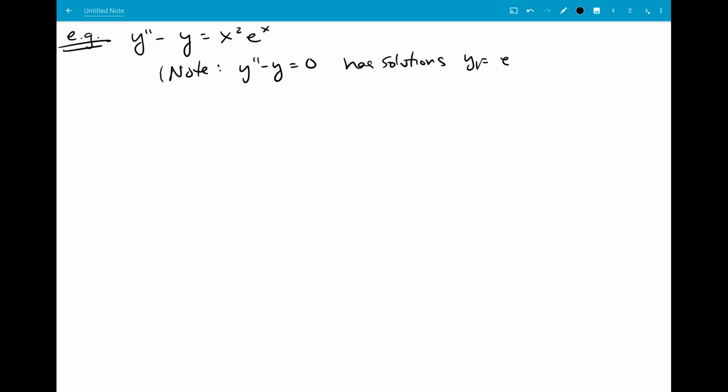So we're just going to practice this with a couple examples. We're going to do y double prime minus y equal to x squared times e to the x first. Just first note, you could solve the left-hand side equal to 0 with a constant coefficients problem. And they're just going to be y1 equal to e to the x and y2 equal to e to the minus x.